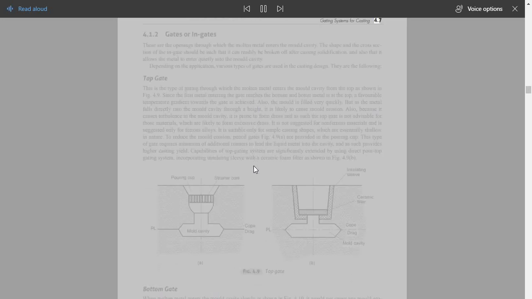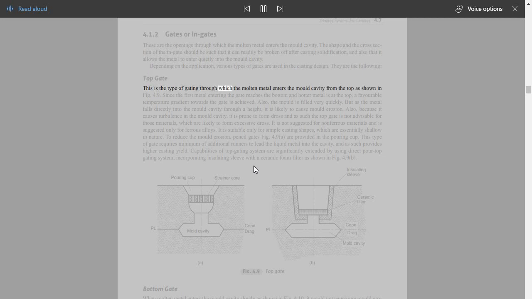Gating systems for casting. 4.7. 4.1.2 Gates or ingates. These are the openings through which the molten metal enters the mold cavity. The shape in the cross-section of the ingate should be such that it can readily be broken off after casting solidification, and also that it allows the metal to enter quietly into the mold cavity. Depending on the application, various types of gates are used in the casting design. They are the following. Top gate.